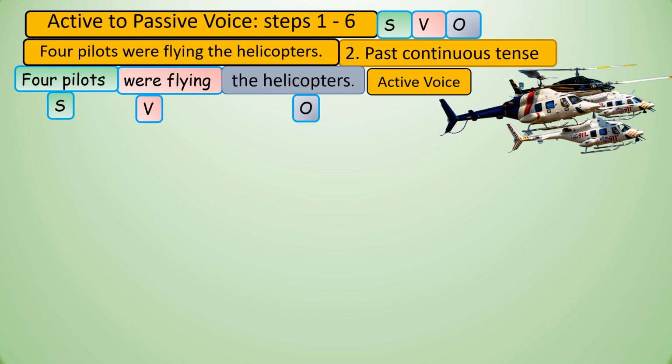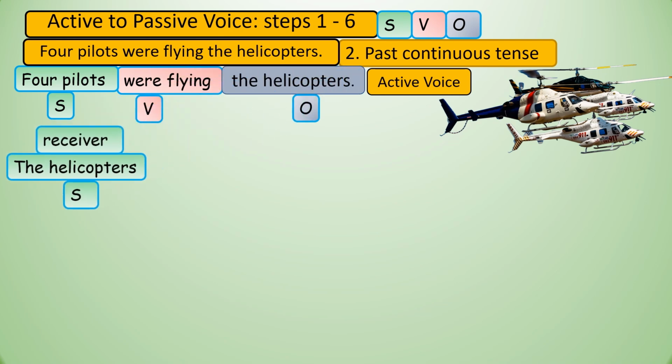Now we ask the question, who or what were flying? Our answer is four pilots, and now that's our subject. Next question, four pilots were flying who or what? The helicopters, that's object, and it's our active sentence. Now we're ready to start laying out the passive voice sentence. We start with the object of the active sentence. It becomes the subject of the passive sentence. The helicopters, note well, it is plural.